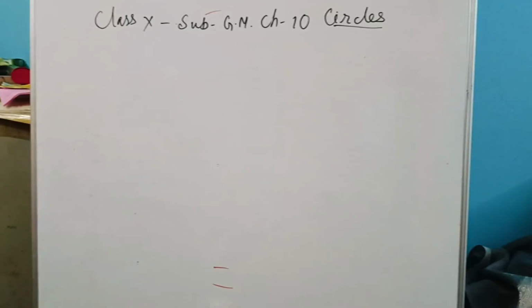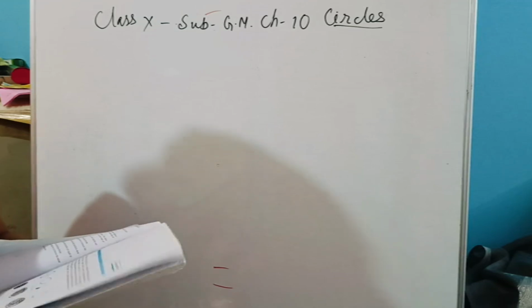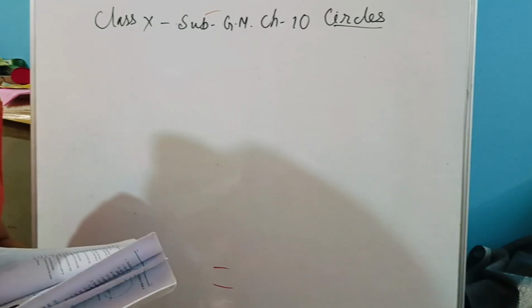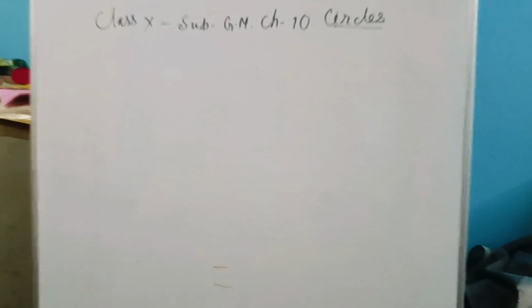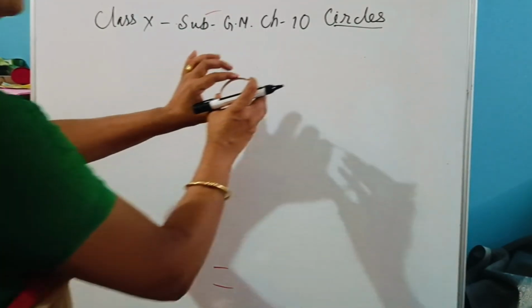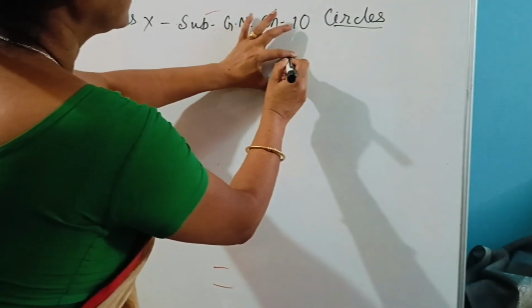Students, here we discuss circles. This is our chapter 10 for class 10 mathematics. Okay. Now, what is the concept of a circle? Any closed figure which is equidistant from a fixed point. Okay, this is a closed figure.